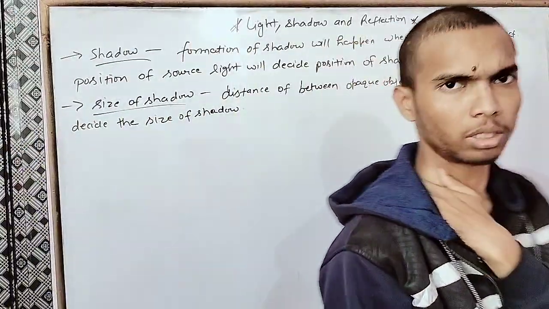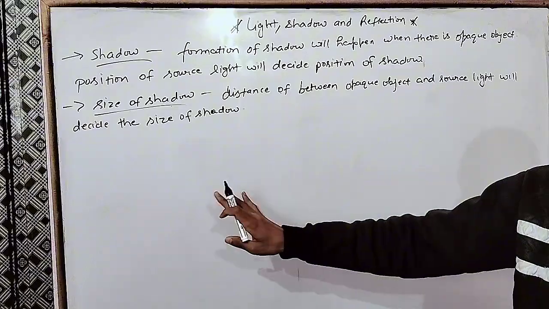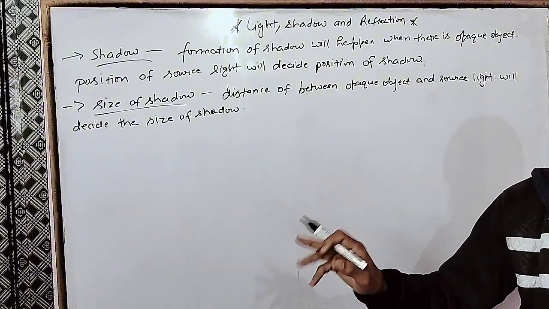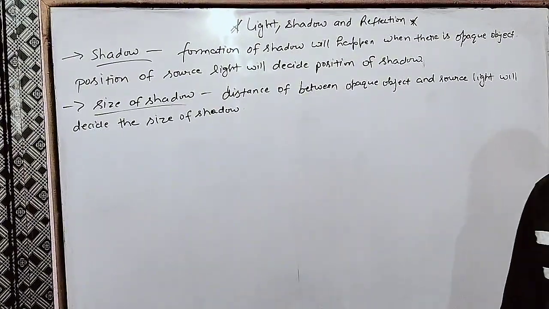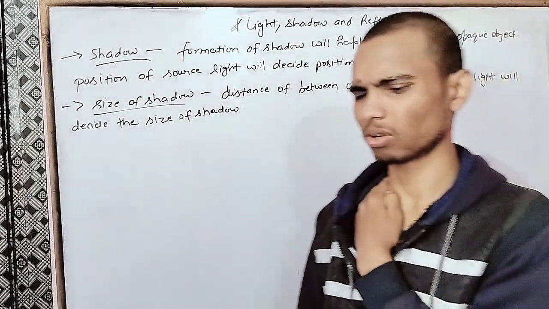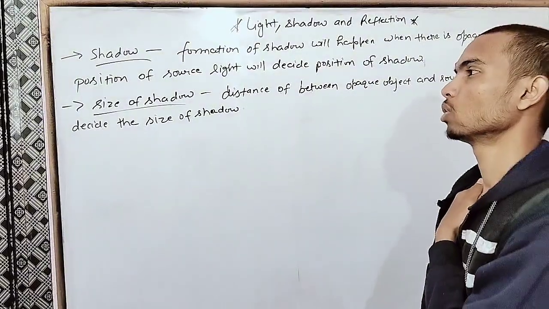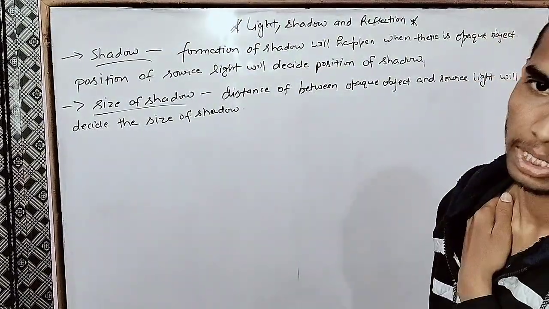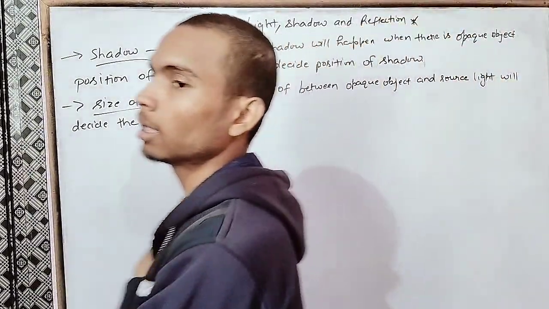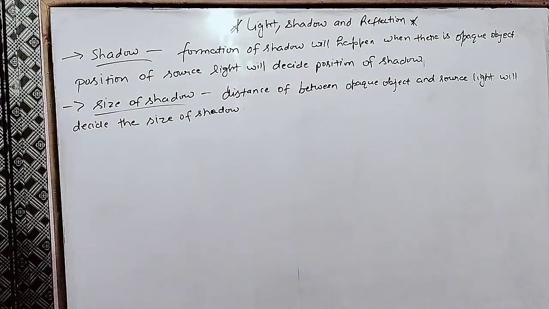Clear? Who will decide? The distance between the source light and the opaque object. Our distance will decide if there is a large size of a shadow or a small size of a shadow. So all this will happen because of the distance between the opaque object and the source light. Understood?